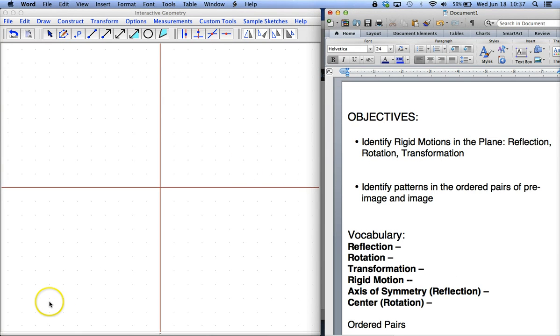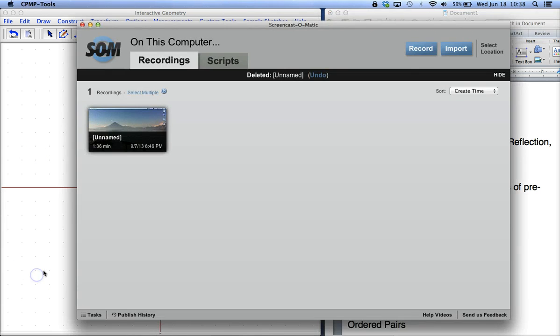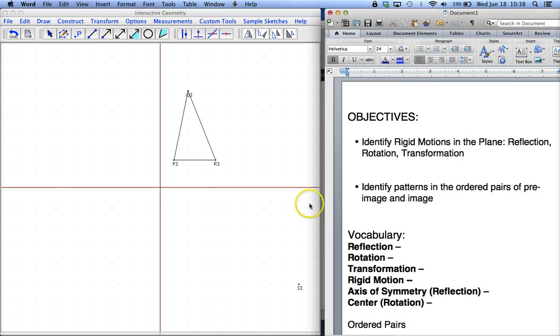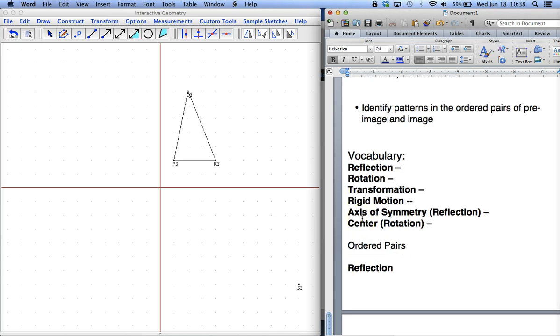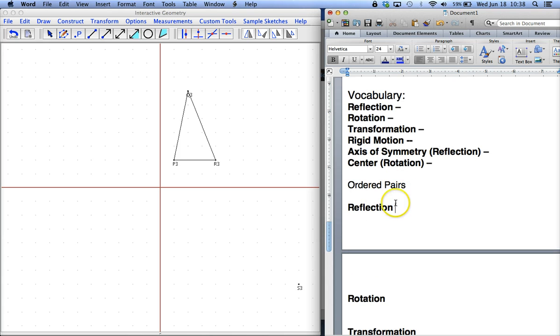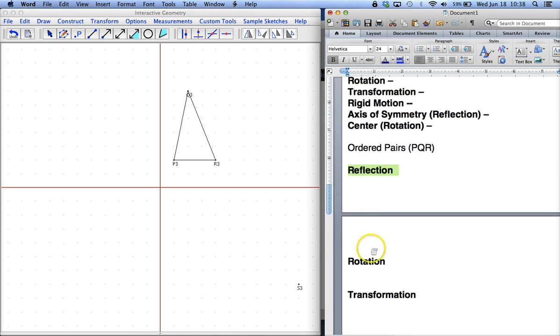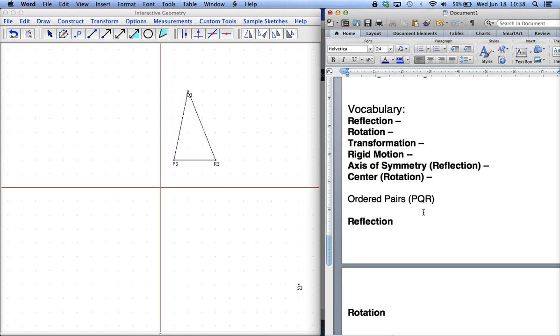So let's go ahead and start out by constructing a triangle in the plane. I'm going to pause for a second and construct a triangle in the plane. Okay, so I now have a triangle. That triangle we're going to call PQR. So it's going to be triangle PQR, and we're going to be working with this triangle throughout this lesson. We're going to try and perform a reflection on it, a rotation, as well as a transformation. So let's go ahead and get our general points.